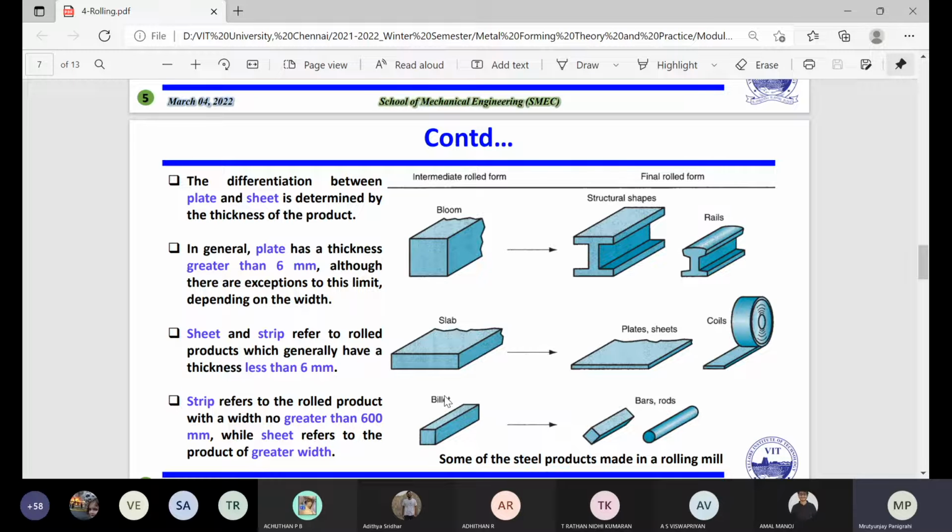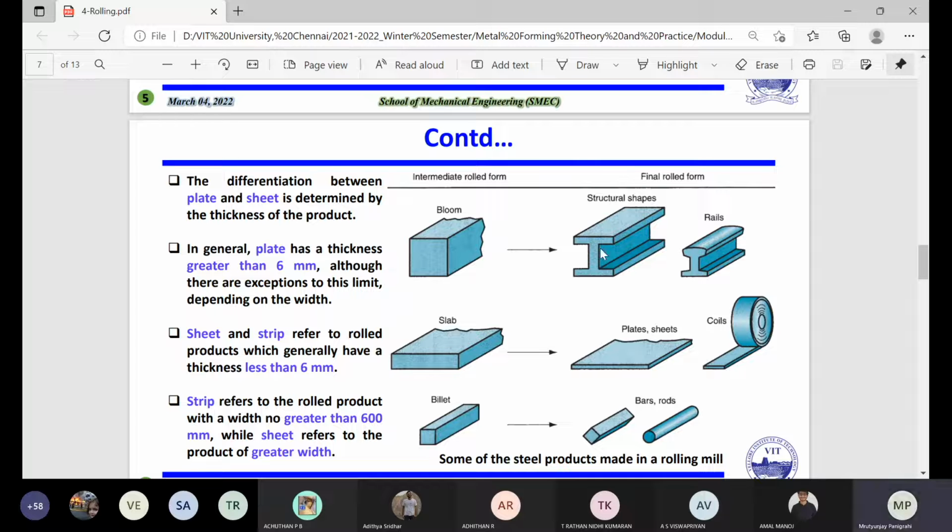You just have to understand that you have three initial stages, or three kinds of product. From the bloom, as I explained theoretically in the previous slide, you are getting structural shapes, for example rail tracks. From slabs, you are going towards plates, sheets, and, for example, coils. And from billets, you are going to bars and rods. These are the basic necessities, because this is easier. Probably sometimes you can ask, sir, from slab, is it possible to make structural shapes and rails?